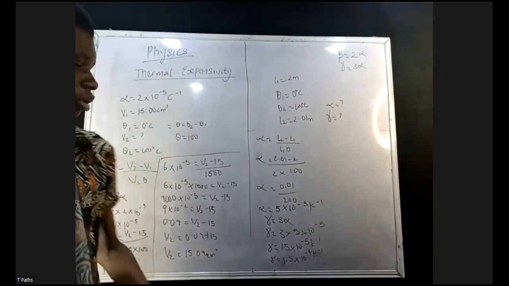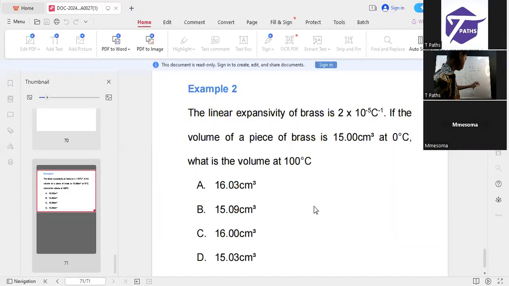So that's how we work with all of this. You calculate your answer, you interpret the questions, and then you have it. So this is my answer here, which is option B.